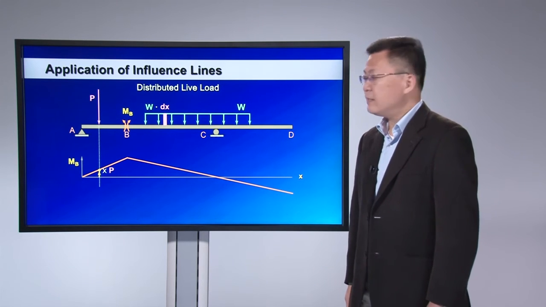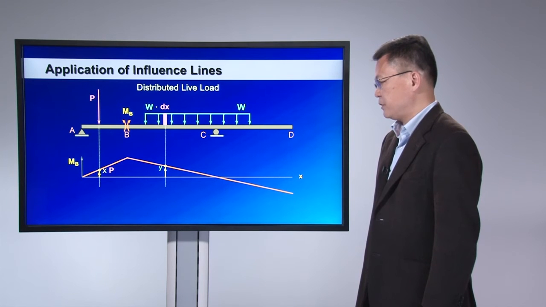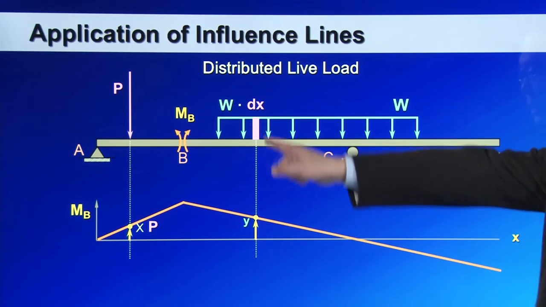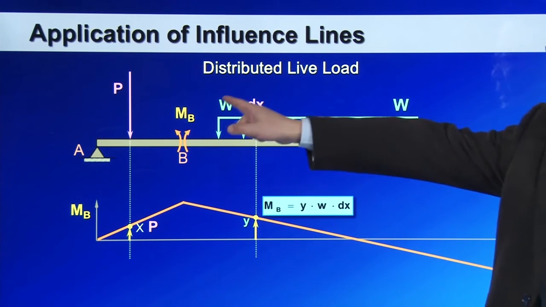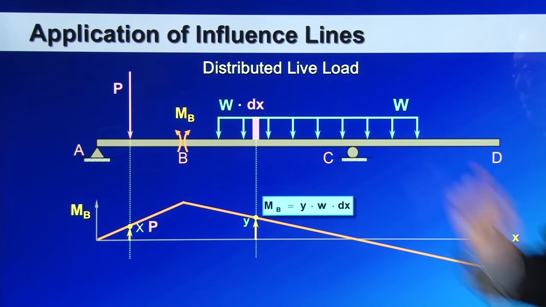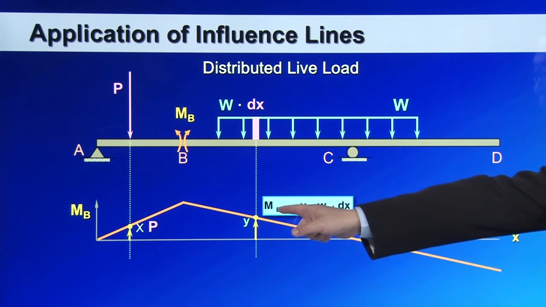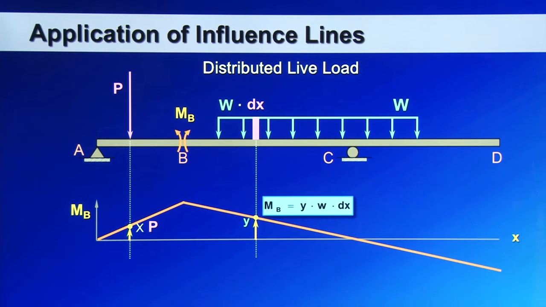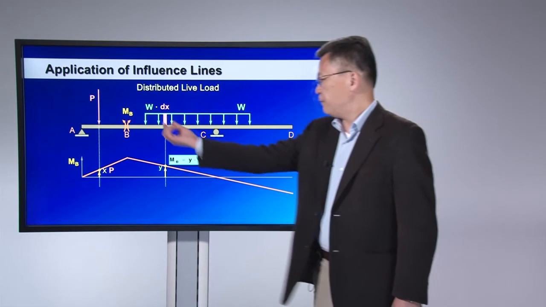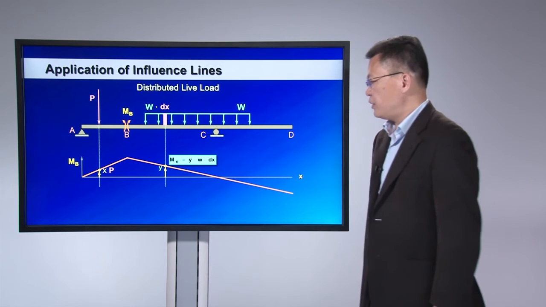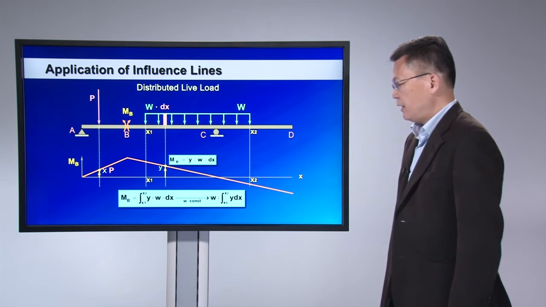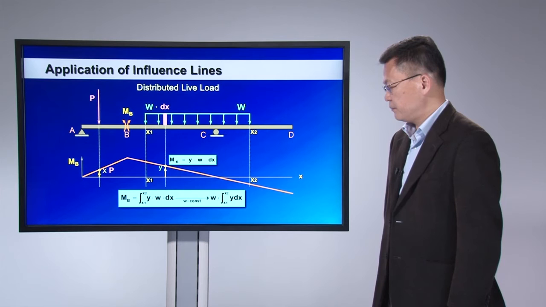So you can regard that as a concentrated live load. It can go to this particular location, pick up the magnitude of the influence line, and multiply that by the magnitude of this strip load. So the magnitude of MB equals y times w times dx. You can perform this for all the strip loading from left to right, which then leads you to an integration expression.